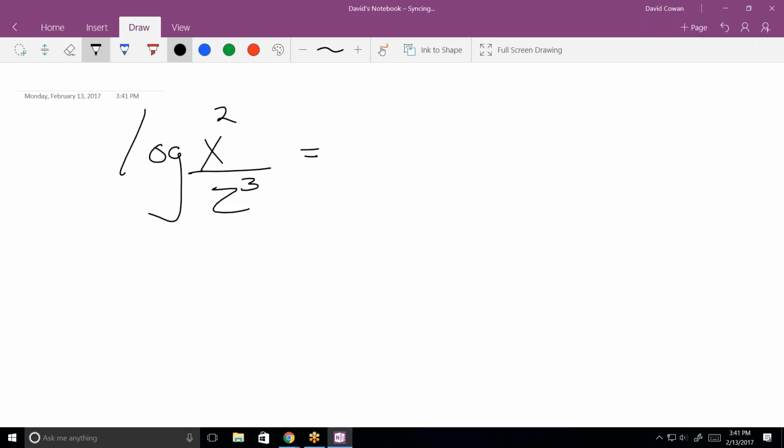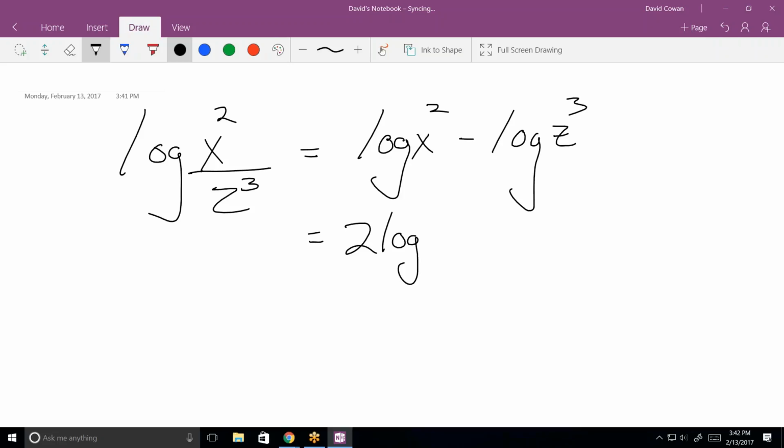About that one. So just log x squared minus log z cubed. Okay, that's step one. That's not fully expanded. In other words, you have to do the third step also, just to bring the exponent down in front. So 2 log x minus 3 log z. You got it.